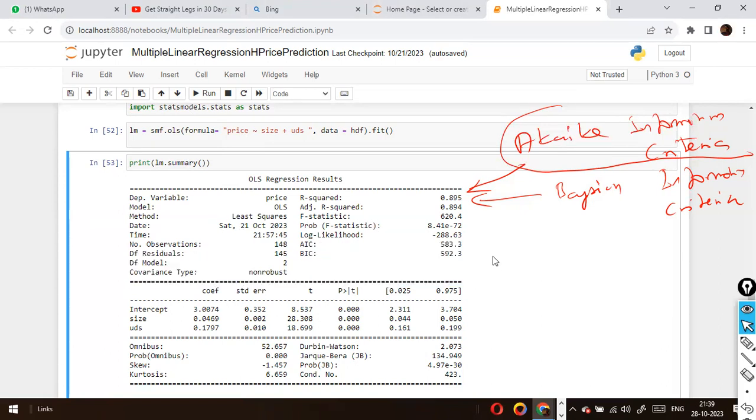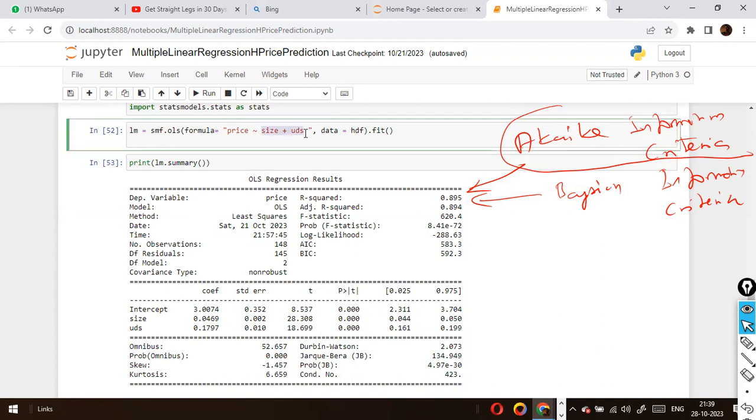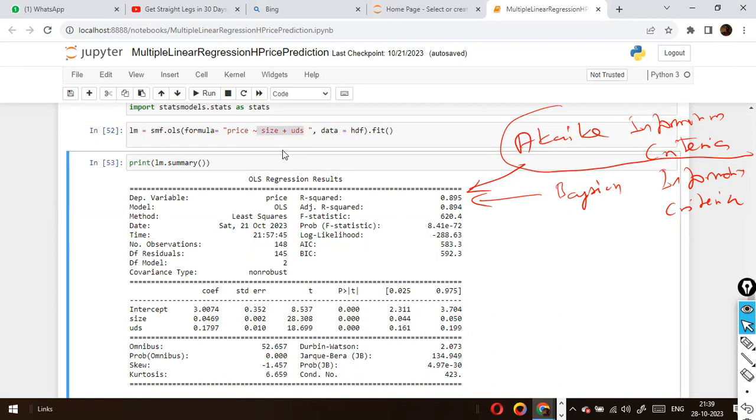So AIC, BIC, now understand it simply. Don't get into too much detail about what exactly the Akaike information criterion is. These are the two metrics. Sometimes when you include three features, this value will reduce. It doesn't mean that when you increase the number of features, this value will increase. If the variables are really helpful in predicting the target variable, this will show the lesser value. Lesser the AIC, BIC, that means that is the best fit model.